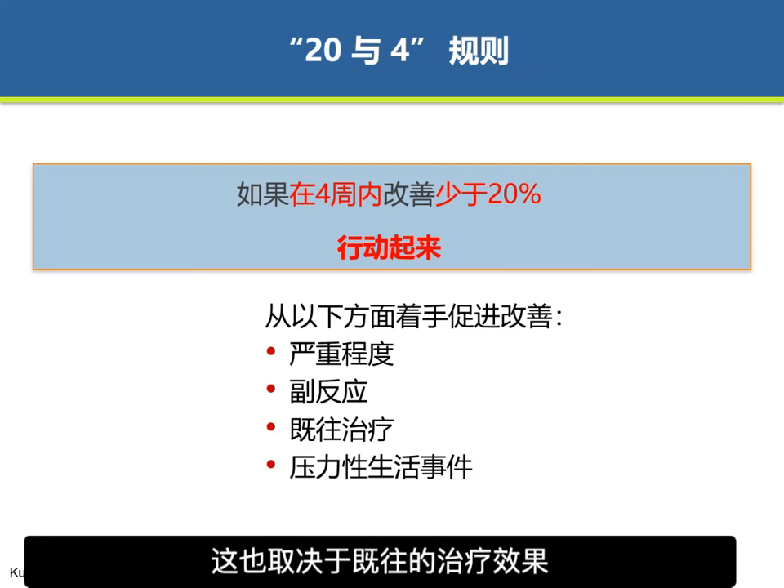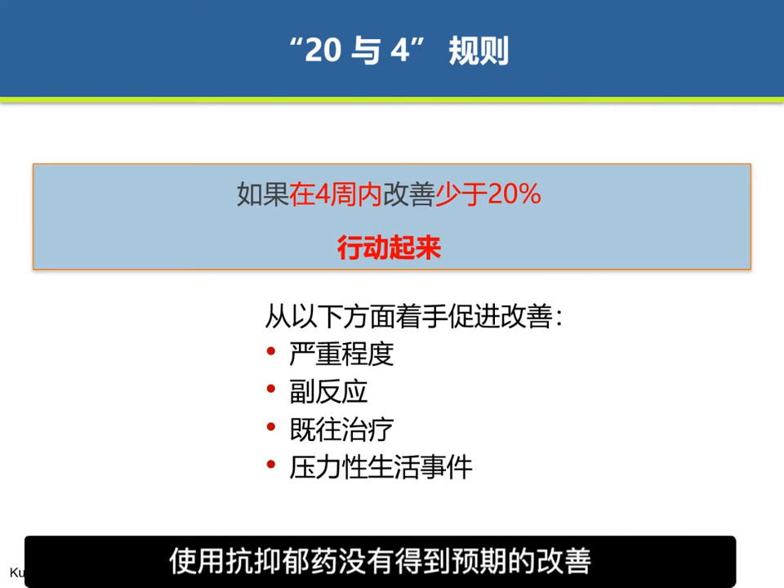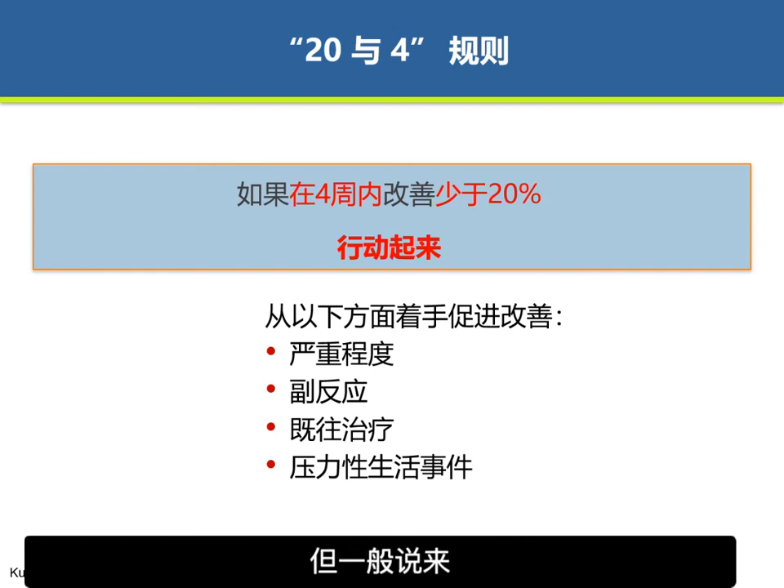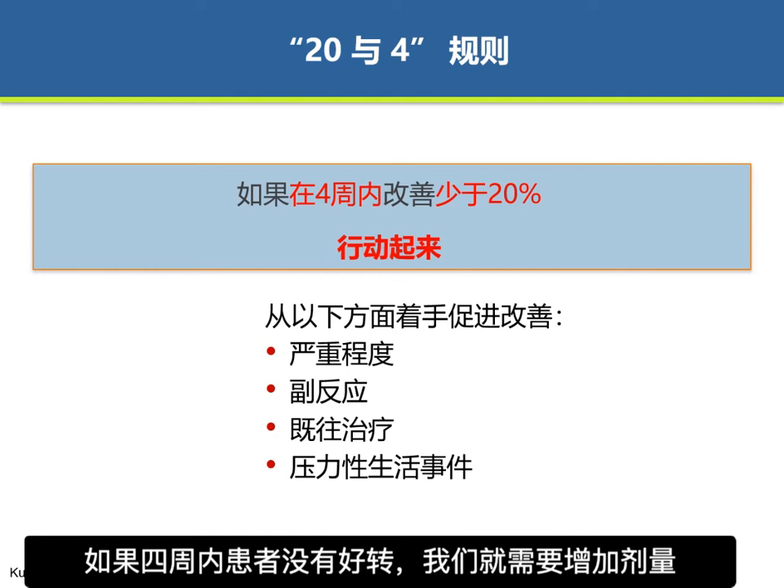It also depends on previous treatment response. Again, they may be someone who has been slower to respond in the past. And also, we should consider whether there might be a stressful life event that is affecting them and leading to less improvement than you'd expect with the antidepressant. So these factors have to be considered, but generally speaking, we would want to increase the dose of the medication within 4 weeks if the patient is not getting better.